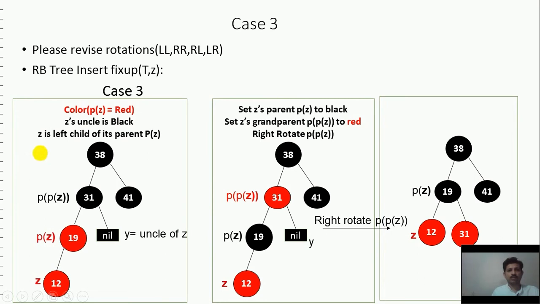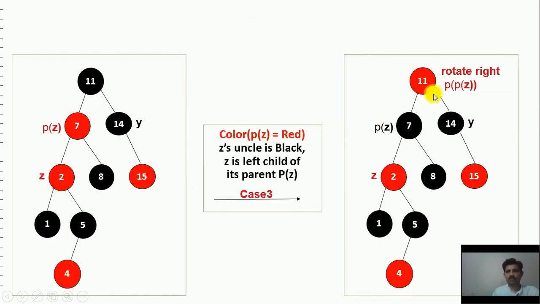So what happens in case 3? When Z is the left child of its parent and P of Z is red and uncle of Z is black, we have to set P of Z as black and Z's grandparent PPZ as red, and we have to right rotate PPZ. So we will perform it. The parent P of Z will be black, we have to color the grandparent red, and we have to perform right rotation on PPZ.